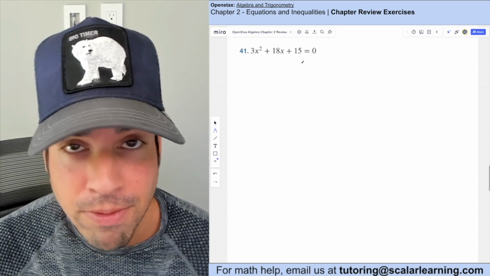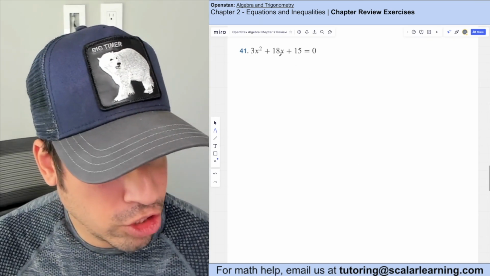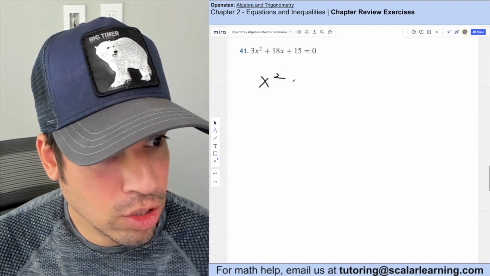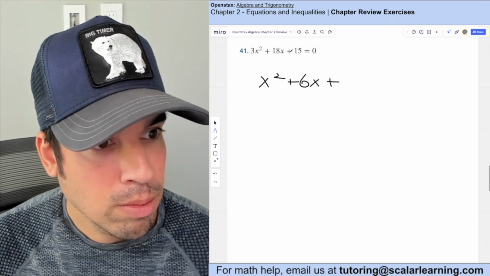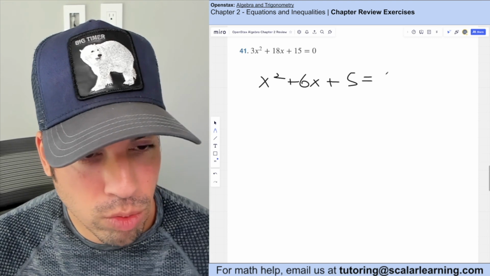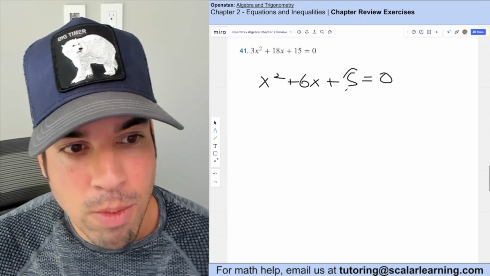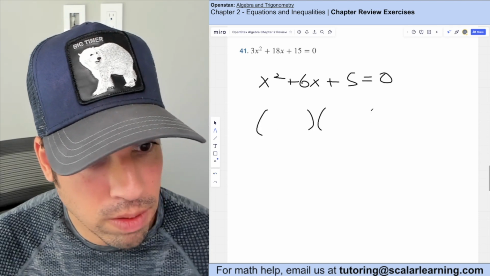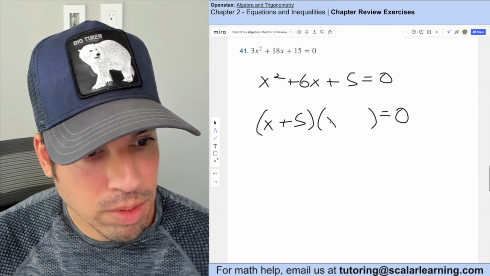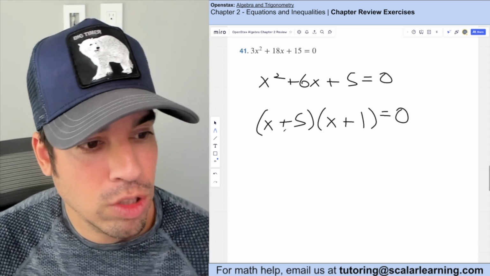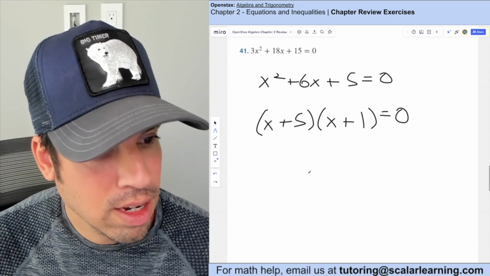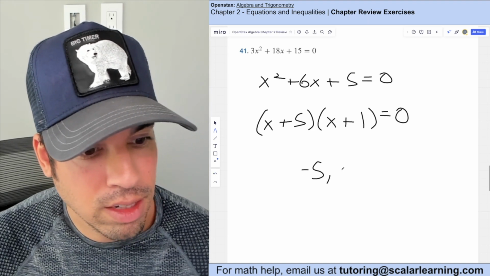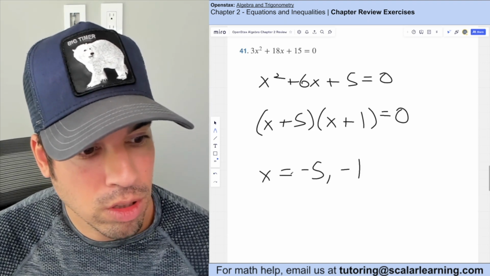Here we're going to solve by factoring, and the first thing I want to look for is there a GCF, and there is. I can divide everything by 3. So I got x squared plus 6x plus 15 divided by 3 is 5 equals 0. The question is, what multiplies to 5 and adds to 6? That is 5 and 1. So I got x plus 5 times x plus 1, giving me two solutions. What's going to zero this out? That's negative 5. And what's going to zero this out? That's negative 1. Those are the solutions.